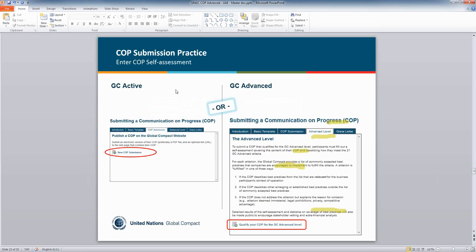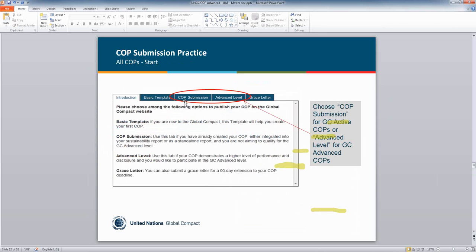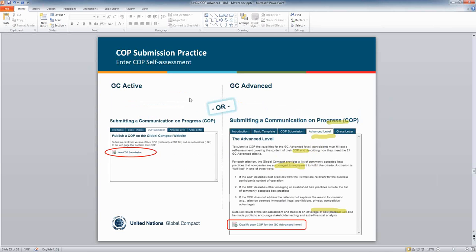These slides show you what you would see if you had clicked the regular COP submission, the GC Active, where it says here GC Active. But since we are pursuing the GC Advanced level, this is what we will see. I don't intend for you to read this. Again, it's very small text, but it's some instructions. It describes what the advanced level is. Then you have to click down here where it says qualify your COP for the advanced level.